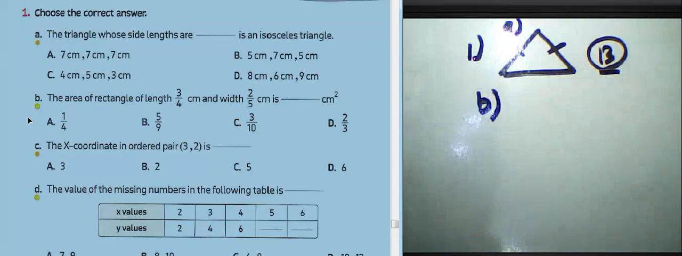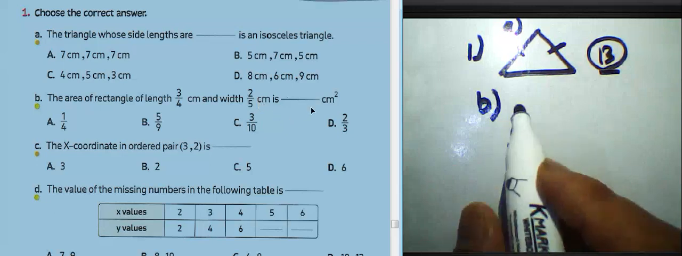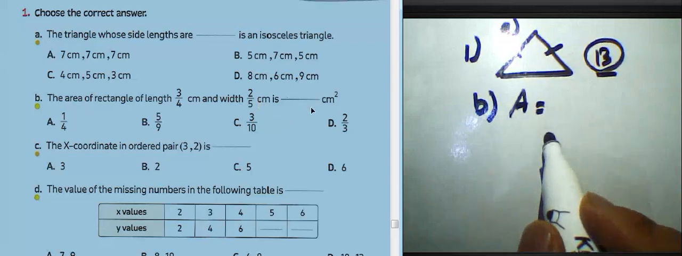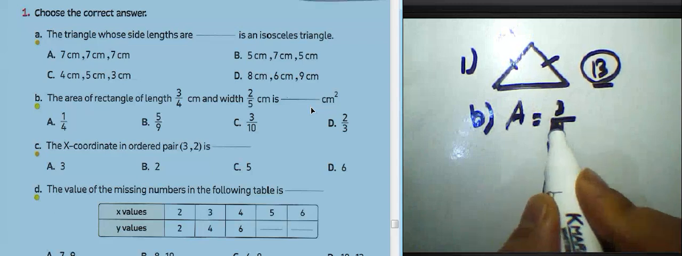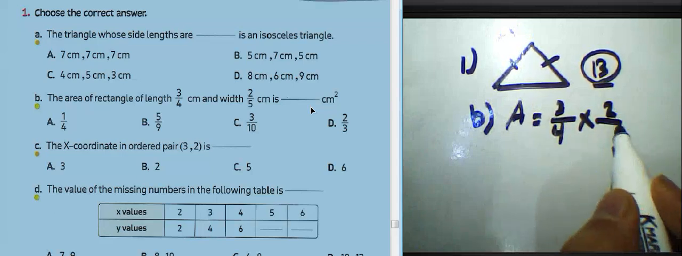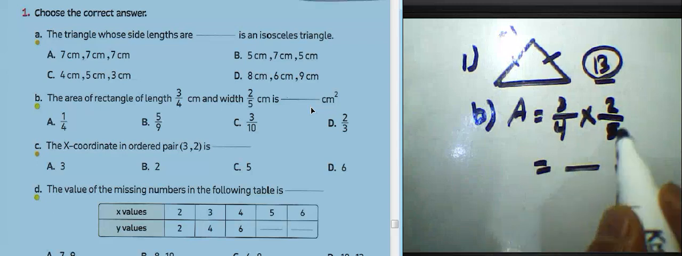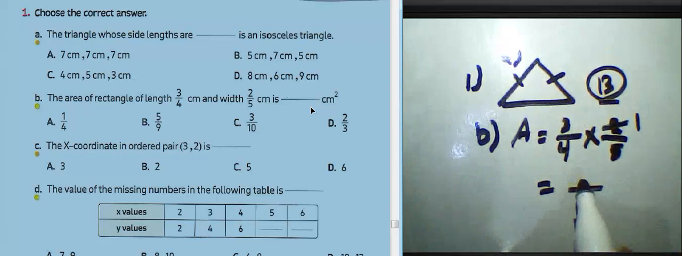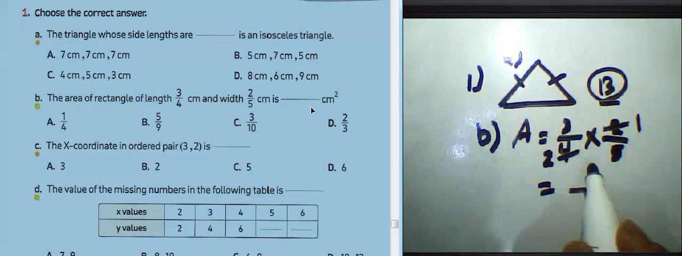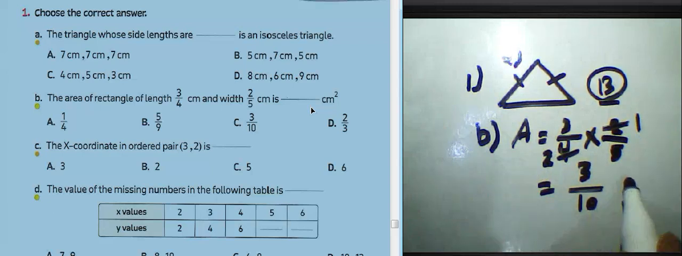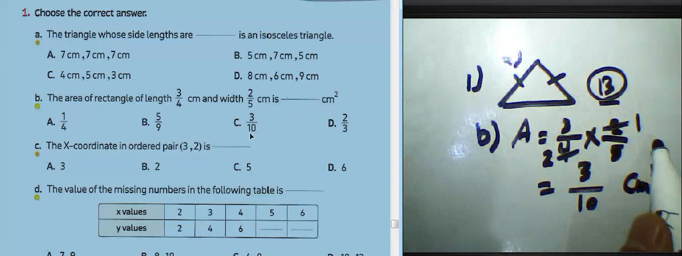Question B, the area of a rectangle of length 3 over 4 centimeter and width 2 over 5 centimeter is. We can find the area by multiplying length and width. 3 over 4 times 2 over 5. We know 2 divided by 2 equals 1 and 4 divided by 2 equals 2. 1 times 3 equals 3 and 2 times 5 equals 10. The result will be 3 over 10 square centimeter. Letter C. Choose letter C for question number 2.